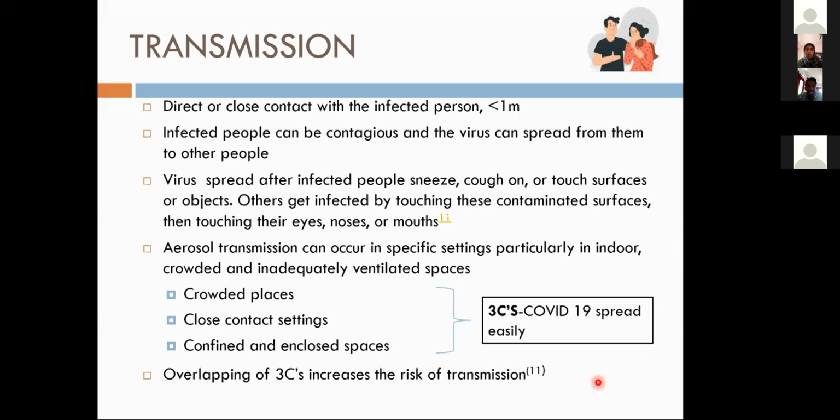Next, we can find the three C's, which are very essential in spreading and in prevention of transmission. In spreading, we can see the three C's: crowded places, close contact settings, and confined and enclosed spaces. The overlapping of these three increases the risk of transmission, and the prevention of these will help in succeeding against transmission.